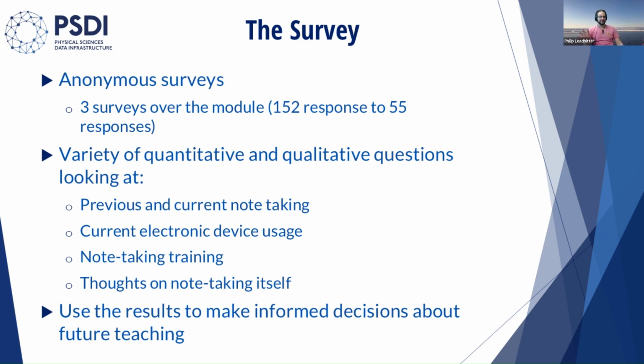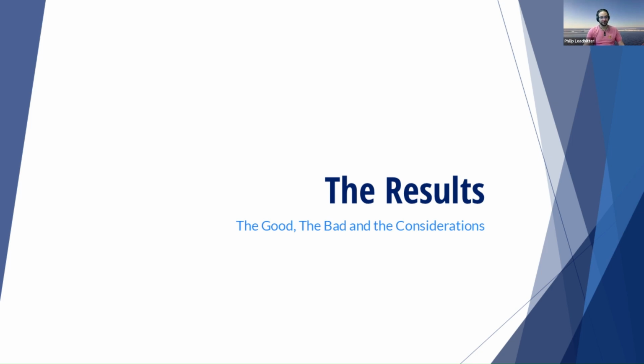We looked at a number of different questions: what they did previously in their note taking, what they currently use, what they perceive as the technology that they are using, how they do their note taking in chemistry, how they do their note taking elsewhere within the university, and then thoughts and feedback on the note taking itself within class. And then we were hopefully going to use those to funnel through into future developments, which we have done, although we've taken it a slightly different track. So what were the good, the bad, and the considerations that came out of all of this?